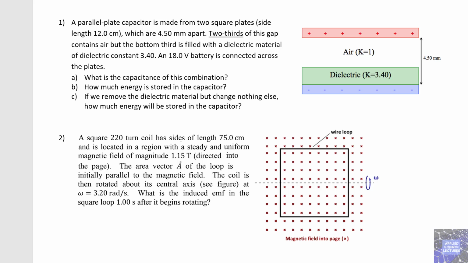A parallel plate capacitor is made from two square plates, side length 12 centimeter, which are 4.5 millimeter apart. 2/3 of this gap contains air, but the bottom third is filled with dielectric material of a dielectric constant 3.4. The voltage drop across the two plates is 18 volt.